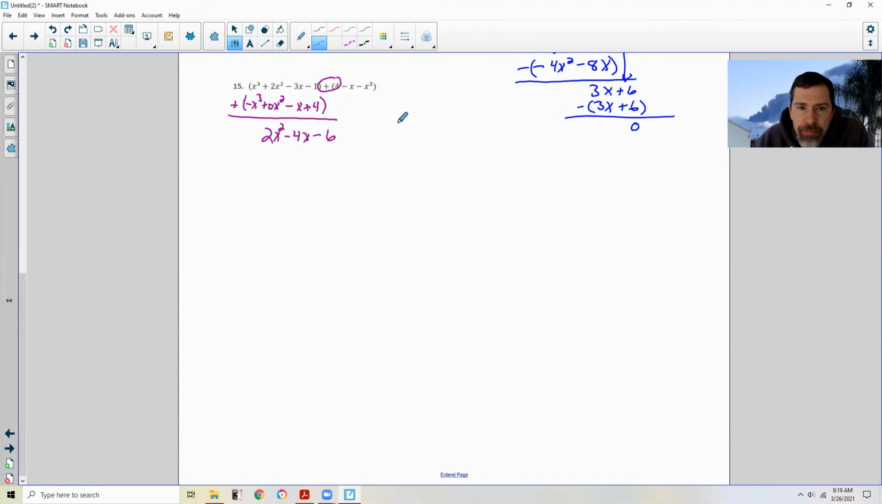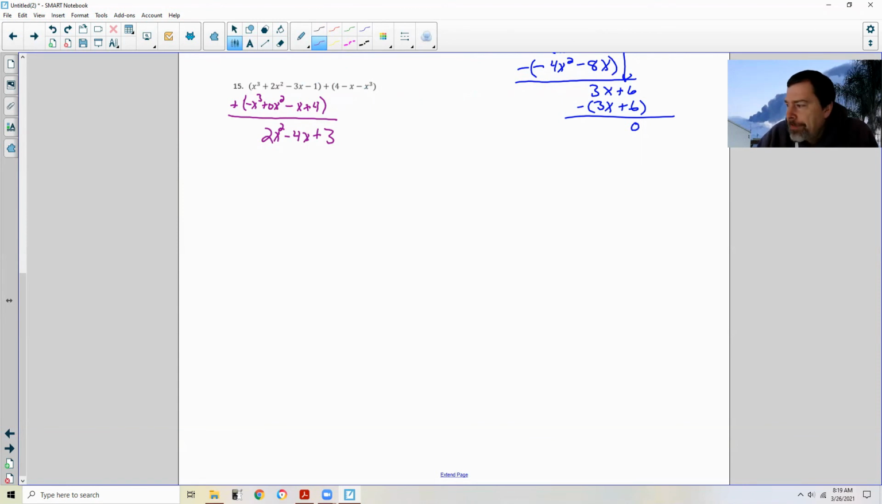Is that right? No. What am I saying? Where am I getting 6 from? Negative 1 plus 4 is 3. Plus 3. I don't know what I was thinking there. Get that out of the way. Negative 1 plus 4 is 3. So the answer is 2x squared minus 4x plus 3.